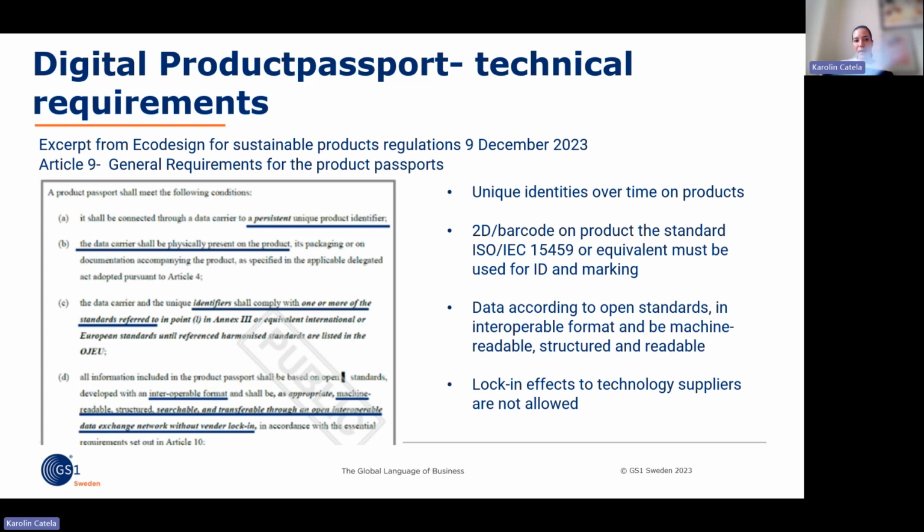And just to make it a little bit more clear, this is an excerpt from the ESPR. It's a general requirement for the product passport. And what it says is that you need to have a unique identity over time on the product. And GS1 already has that. We have the GTIN, we have the serialization. You need to have a 2D barcode or a 2D code or a barcode on the product, following the standard ISO 15459 or equivalent.